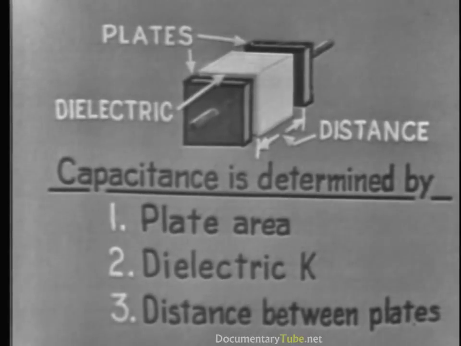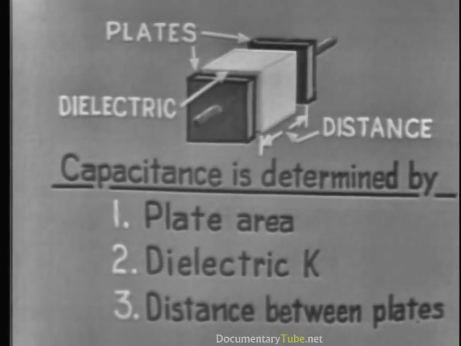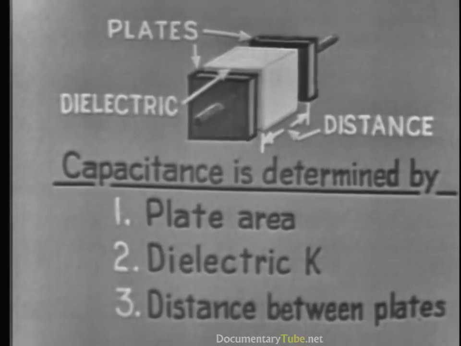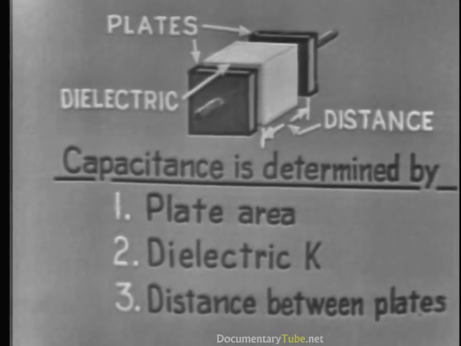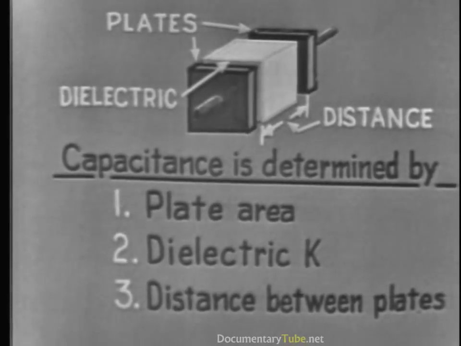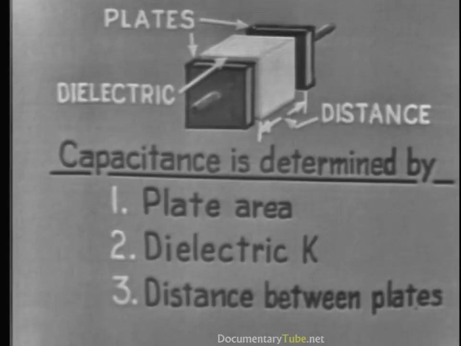We've converted a few values of capacitance, and we've discussed large and small capacitances. You're probably wondering what determines the capacitance of a capacitor. This illustration should help you remember the facts which govern this. The area of the plates is factor number 1. The larger the plates, the greater the capacitance.